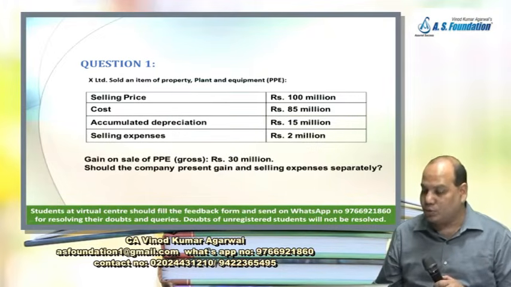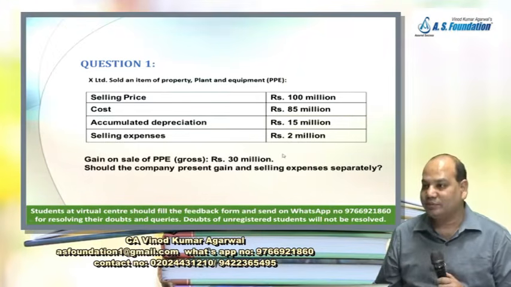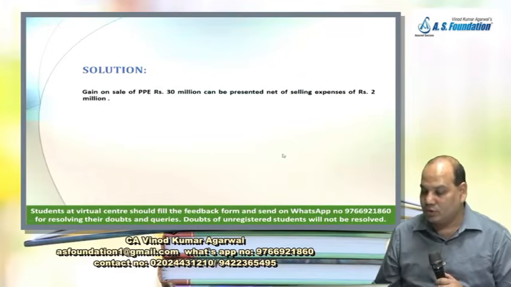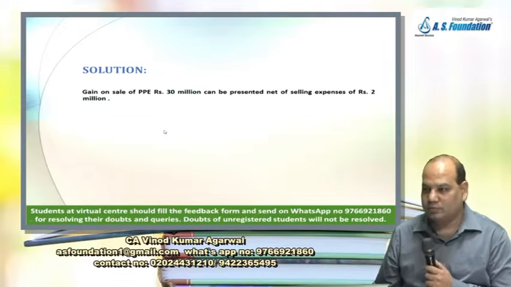Will you present 2 and 30 separately, or can you do the setting off and only present 28? So in this case the answer is the gain on sale of PPE rupees 30 million can be presented net of selling expense of rupees 2 million. So 28 million gain on sale we can present.